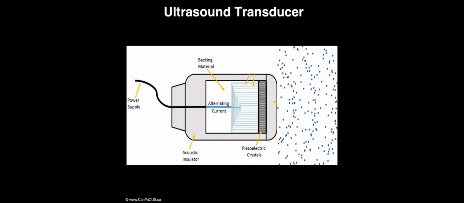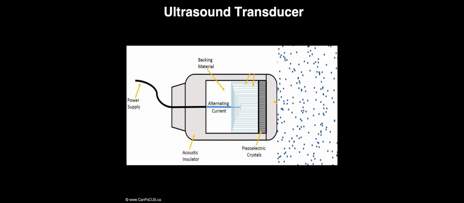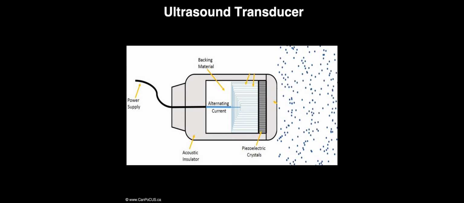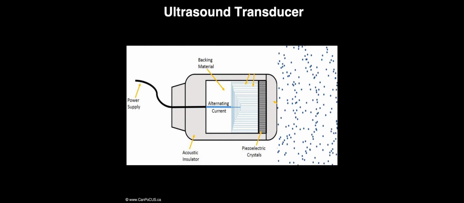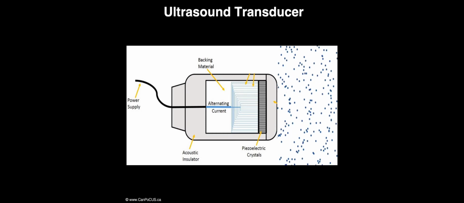This is a graphical representation of an ultrasound transducer. Within the transducer head are hundreds of piezoelectric crystals. When stimulated by an electric current, these crystals vibrate and generate a sound impulse. The transducer spends 1 millisecond generating the pulse of sound and 999 milliseconds listening for the returning echoes.